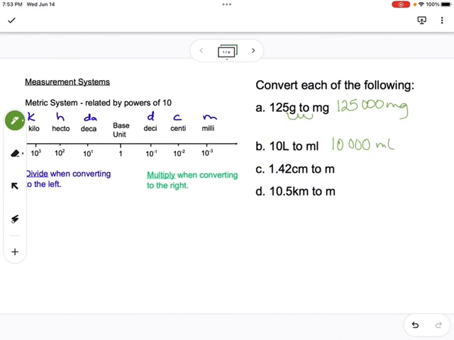The next conversion is going from centimeters to meters. Starting with centimeters and going to the base unit of meters, we are going to the left 1, 2. So we are moving the decimal 2 to the left, or dividing by 10 and dividing by another 10. So moving it over 1, 2, we get 0.0142 meters.